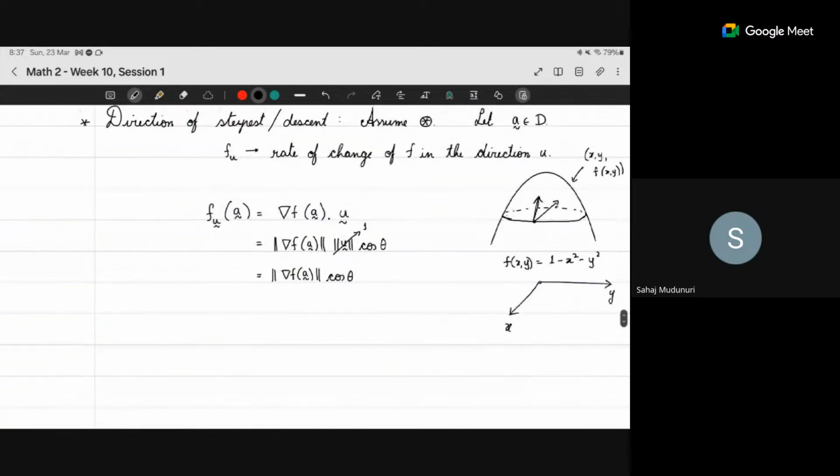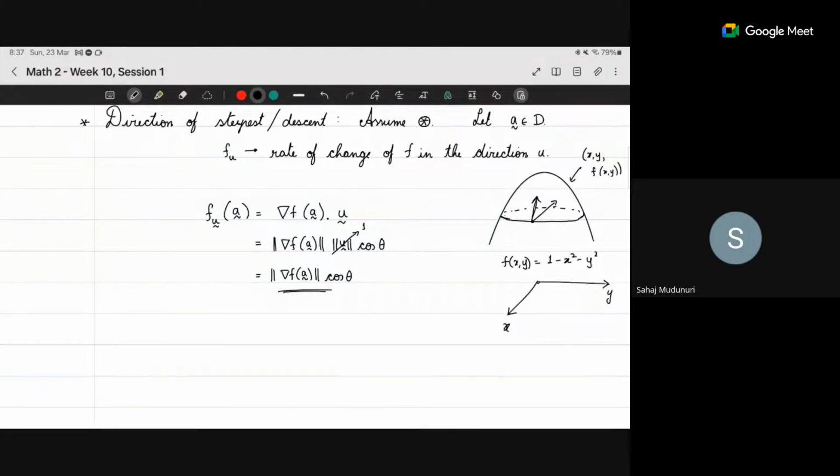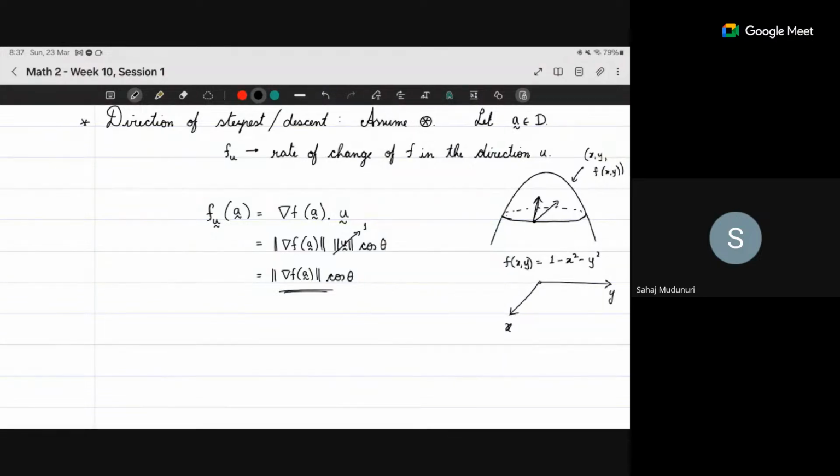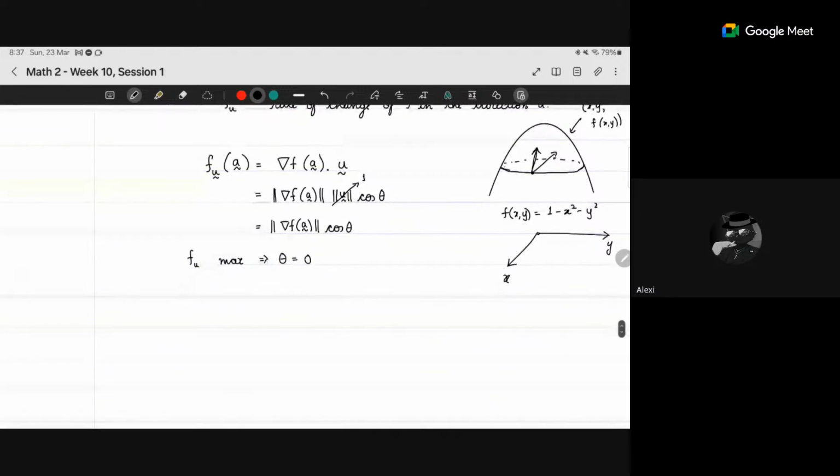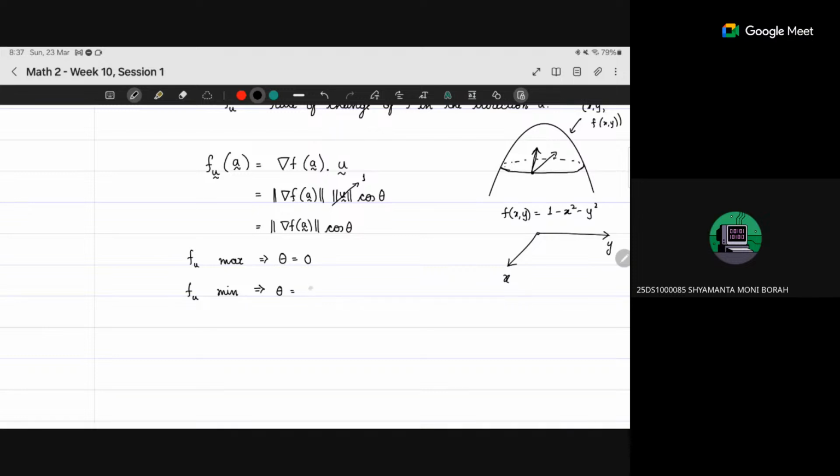Now, if I want to maximize this quantity, if I want to find the u for which f_u is maximum, what do I have to do? Cos theta should be 1, or theta should be 0. Both are equivalent statements. And if I want it to be minimum, theta should be pi.